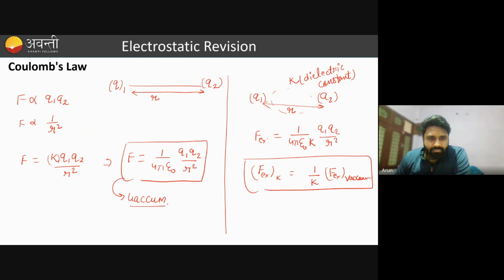Also, I would like to add some points on Coulomb's law. The force we have derived with the help of Coulomb's law is a central force. Second, it can be both attractive and repulsive, so both kinds of force you can have.